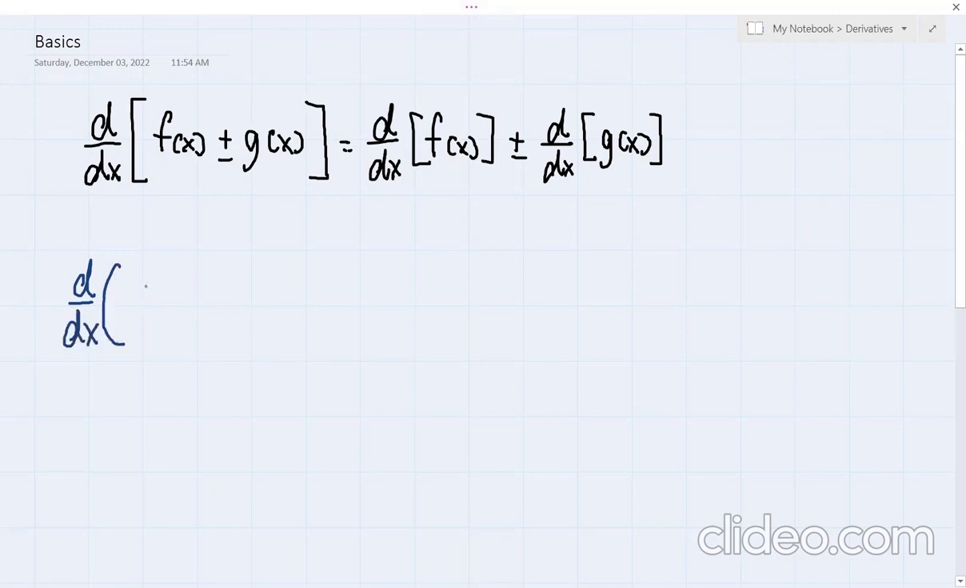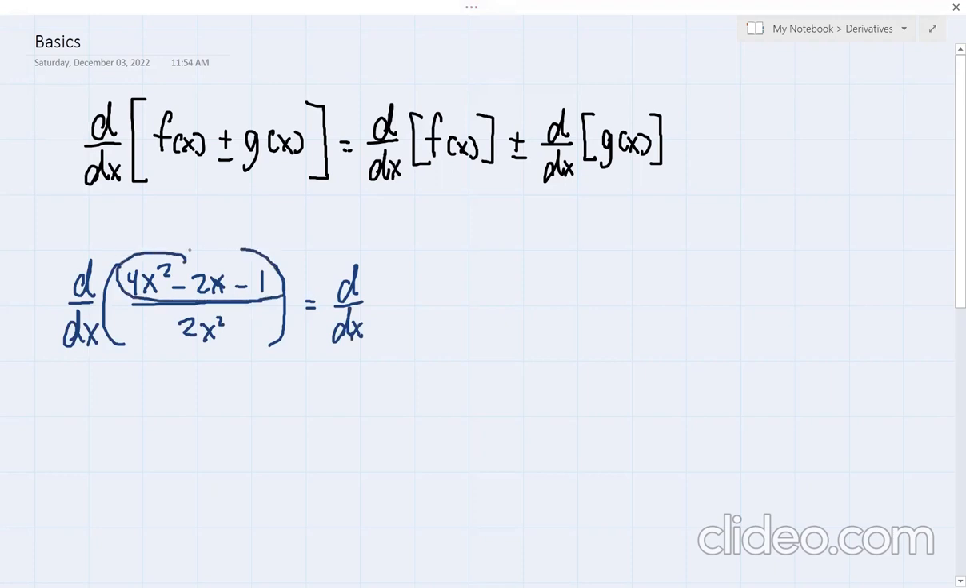The derivative of, sabi natin na we have, 4x squared minus 2x minus 1 all over 2x squared. Ayan. So, ang gagawin ko rito is we will do the same thing yung ginawa ko dun sa last example. Okay? So, basically, we will decompose this numerator. Okay? The terms in the numerator.